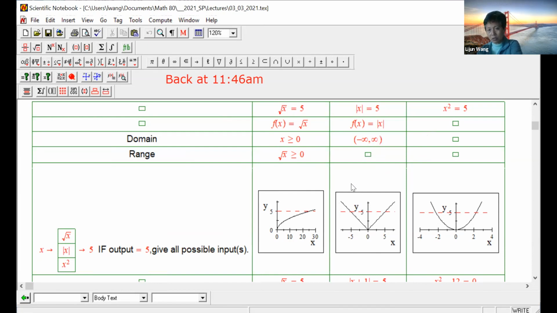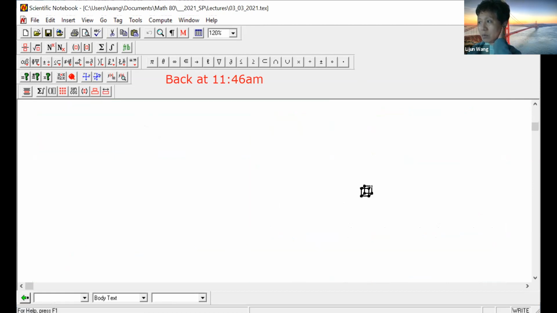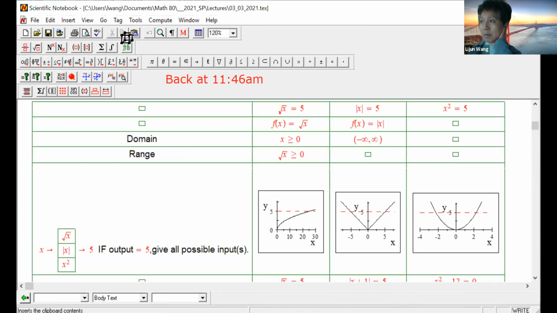How about the range? The absolute value of any real number is always greater than or equal to 0, right? So the absolute value of any number is always greater than or equal to 0. That's the range from 0 to infinity inclusive. Okay, so that's what this picture tells us.